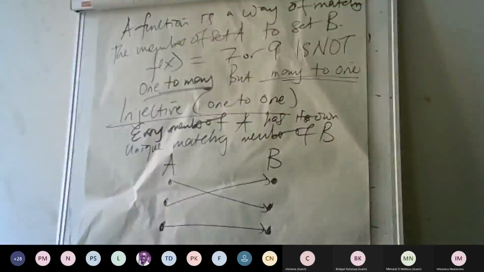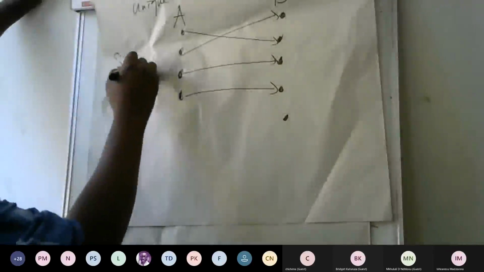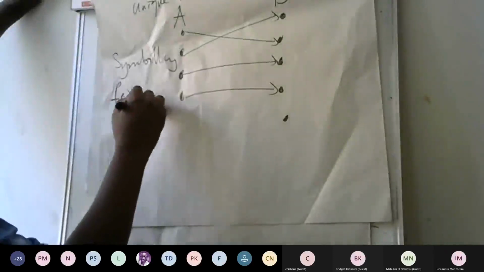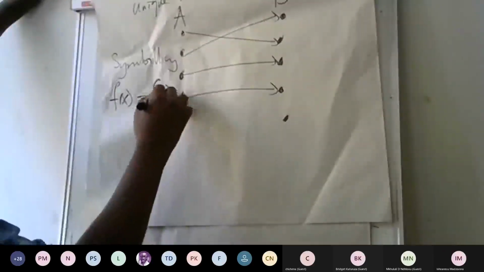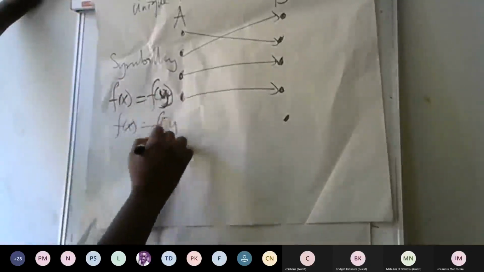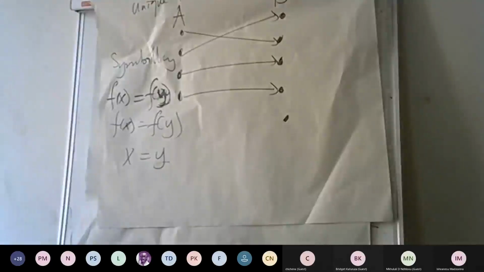So what does it mean when we want to prove this? In essence, symbolically it means that f of x is equal to f of y. This is what it means: f of x is equal to f of y, therefore x is equal to y. For every member of X, it has its own unique matching member of Y.